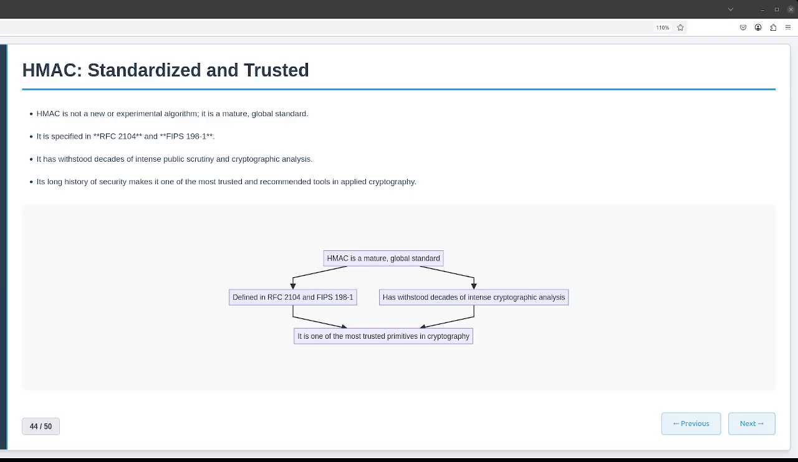When you need a message authentication code, HMAC is almost always the correct, safe, and standard choice. Its robust design and long history of security make it one of the most trusted primitives in applied cryptography.